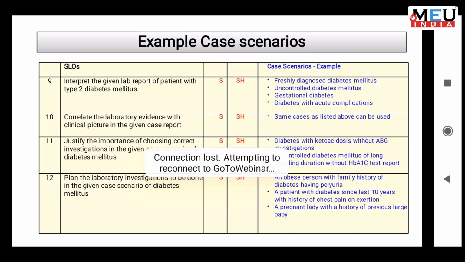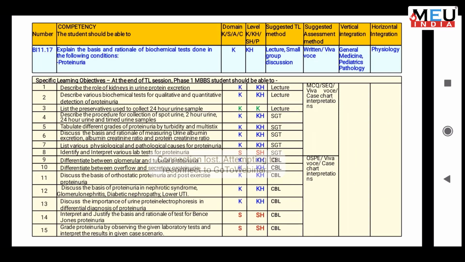Describe various biochemical tests for qualitative and quantitative detection of proteinuria. Objectives include how to collect a 24-hour urine sample. Describe the procedure for collection of spot urine, 2 hours urine, 24 hours urine, and timed urine samples. Tabulate different grades of proteinuria by turbidity and multistix. Discuss the basis and rationale of measuring urine albumin excretion, albumin creatinine ratio, and protein creatinine ratio. List various physiological and pathological causes for proteinuria. Identify and interpret various lab tests for proteinuria.